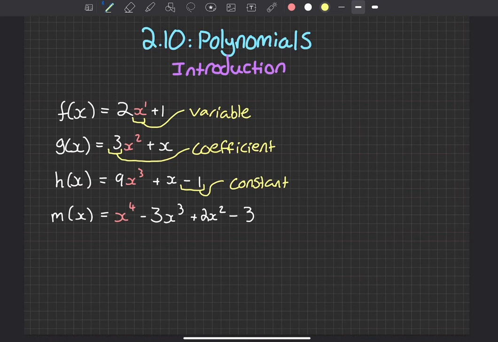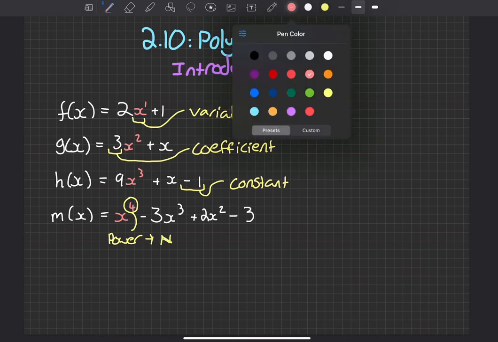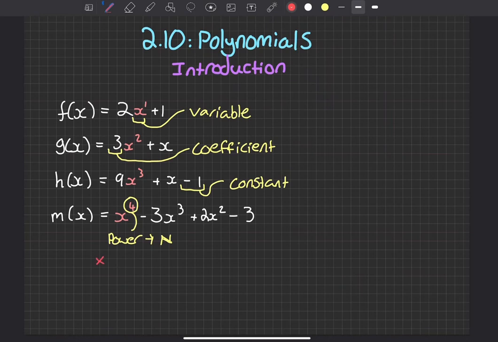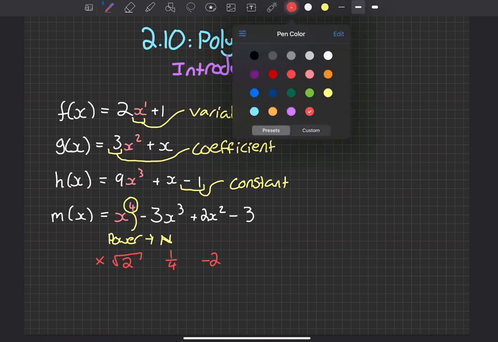And now the defining feature, or the main feature of a polynomial, is the powers. So this power here, right? And for a function to be a polynomial, all the powers have to be natural numbers. So you cannot have a number to the power of a square root, or to the power of a fraction, or to the power of a negative number. It has to be positive, whole numbers for it to be considered a polynomial.